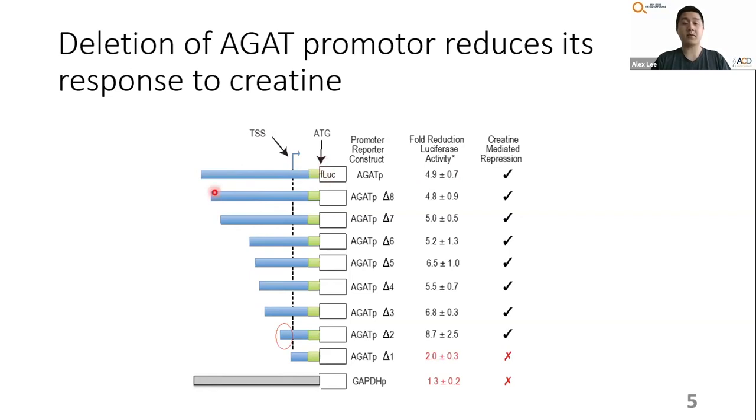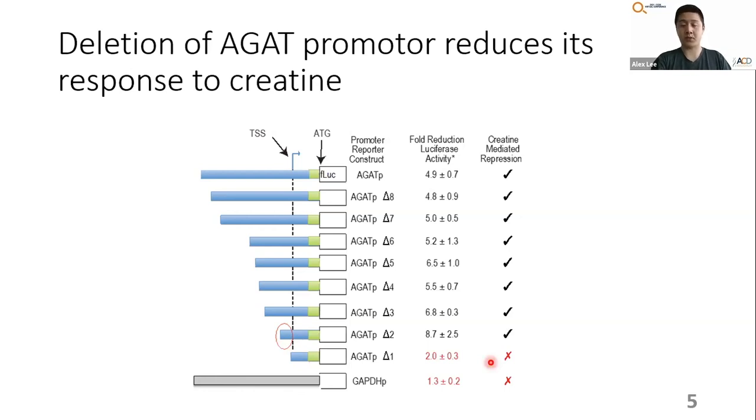As we delete regions of the AGAT promoter from the five-prime end, we observe that we still maintain relatively high levels of luciferase luminescence. However, when we delete this specific region of the AGAT promoter, we go from an eight-fold reduction in luciferase luminescence to only a two-fold reduction. Therefore, this suggests that this specific region of the AGAT promoter is important for facilitating creatine repression. However, even with this region deleted, we still have some degree of luciferase luminescence being repressed. This indicates that part of the non-coding or coding region of AGAT may also play a role in facilitating creatine repression.